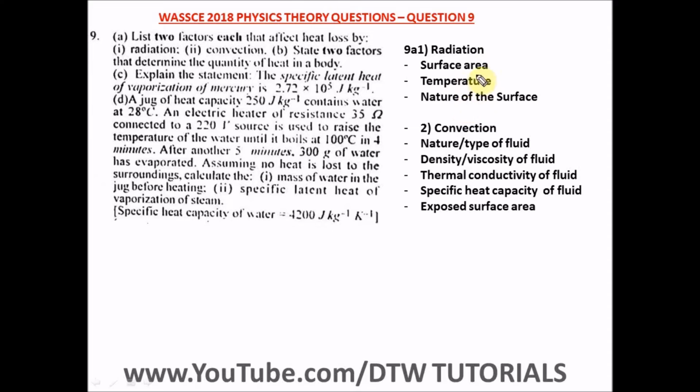I stated 3 here, but you're just asked to give only 2. And when you're stating temperature, don't put change in temperature or temperature change. Just temperature affects heat loss by radiation. So the surface area, the nature of the surface, and temperature. While for convection you have what? I hope you know what convection is. Convection is the transfer of heat from a hotter region of a fluid to a colder region through the actual movement of the fluid.